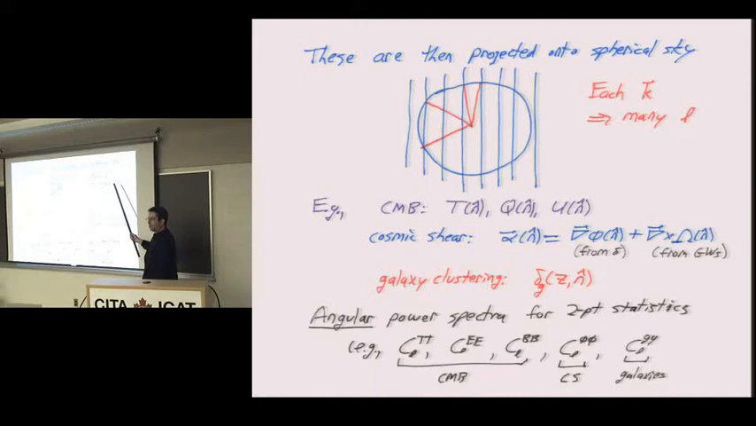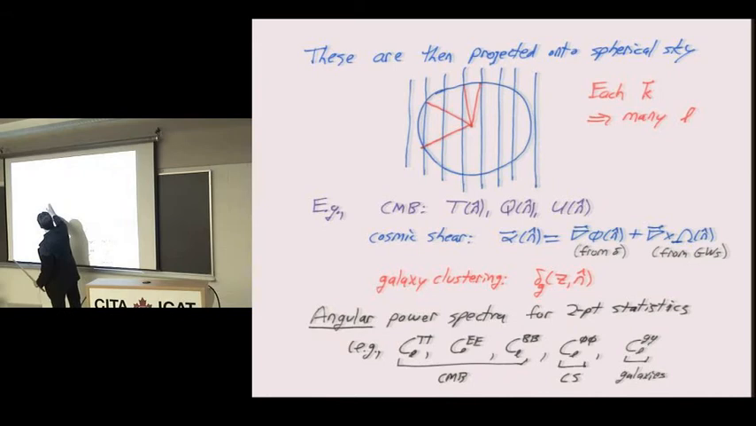So, for example, if I look at this individual plane wave, it intersects the sphere over here at a fairly large angle, a fairly low L, or it intersects the sphere over here at a fairly small angle, giving contributions to high L. So each Fourier mode gives you contributions to many different L's.